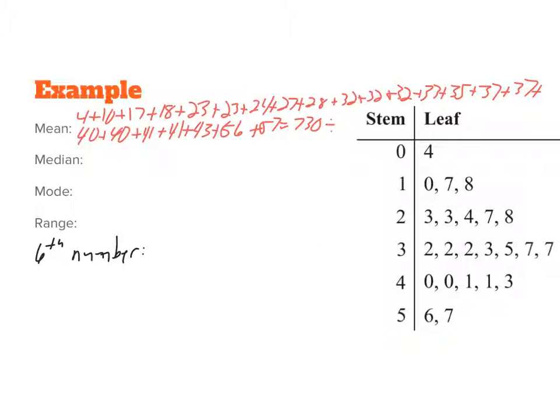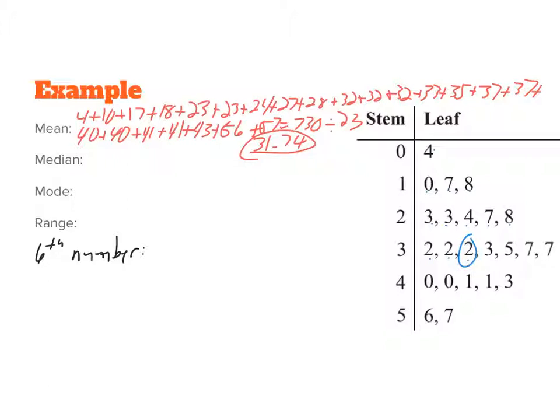And I divide by how many there are: 1, 2, 3, 4, 5, 6, 7, 8, 9, 10, 11, 12, 13, 14, 15, 16, 17, 18, 19, 20, 21, 22, 23. And I get my mean of 31.74. My median, I find the middle number. If there's 23 numbers, it's going to be the 12th. So 1, 2, 3, 4, 5, 6, 7, 8, 9, 10, 11, 12.